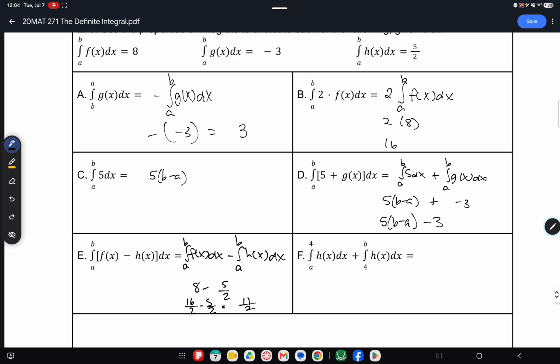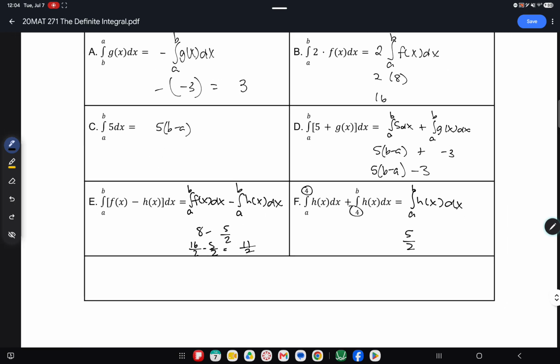Okay, and then we have this next one. We have from a to 4 of h of x dx, and then adding in from 4 to b of h of x dx. Because these numbers are the same here, it's like having that c value. So really I can combine these and make that from a to b of h of x dx, because those bounds right there are the same. So that gives me 5/2. Okay.